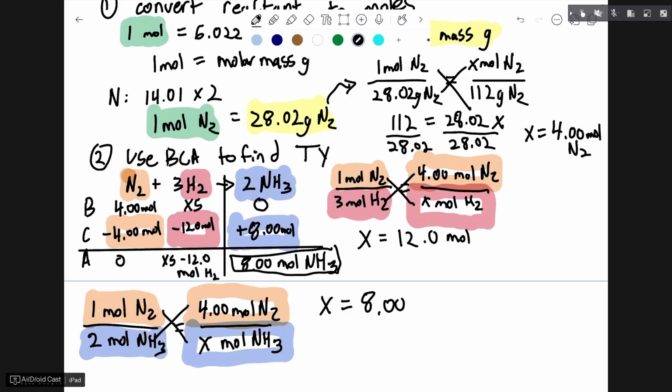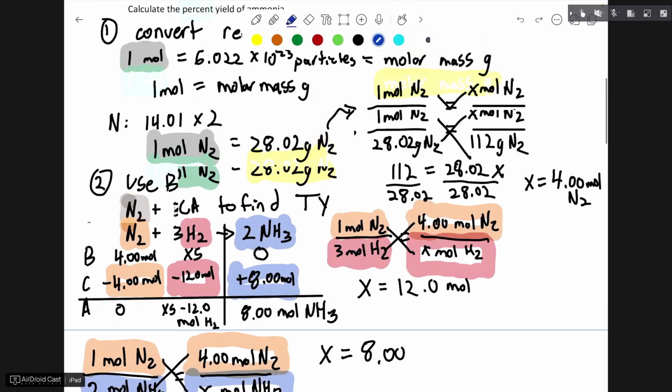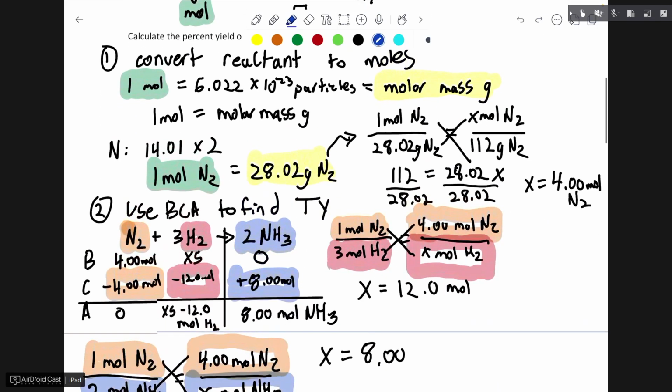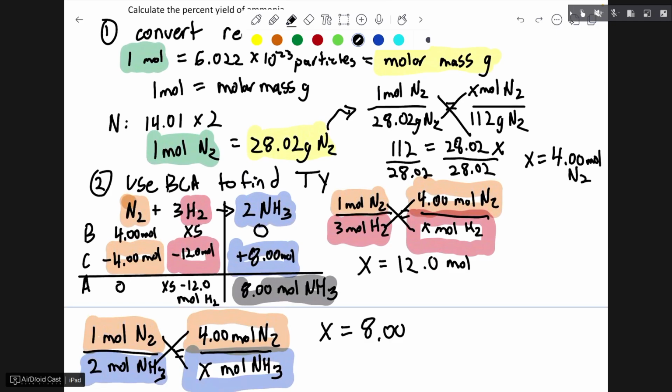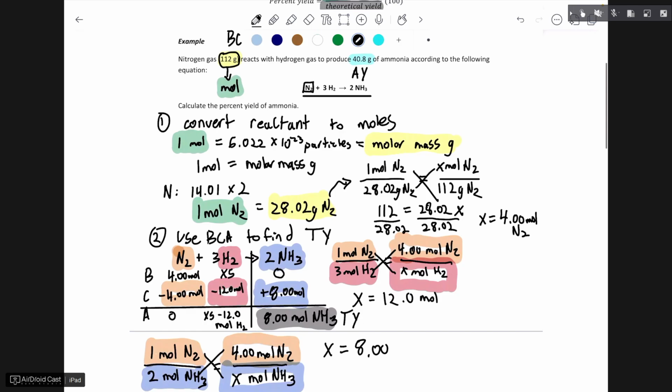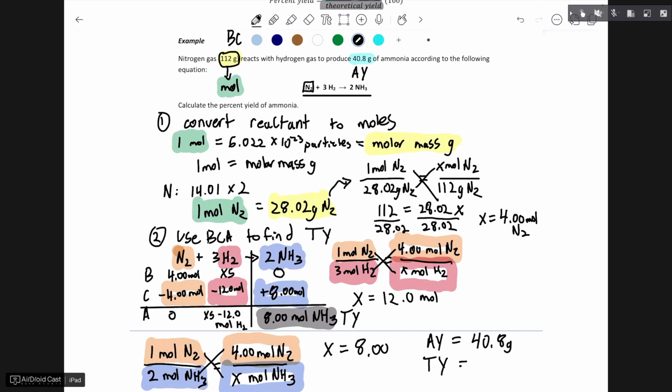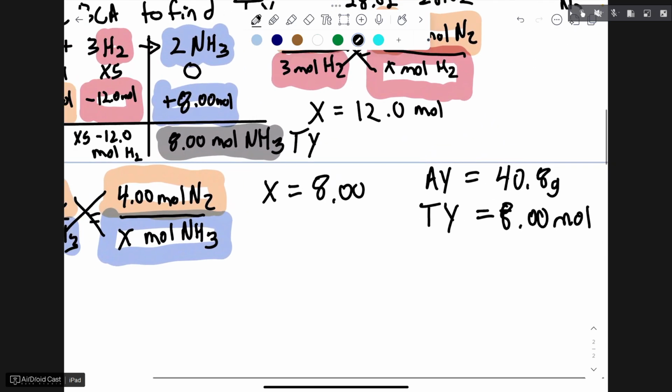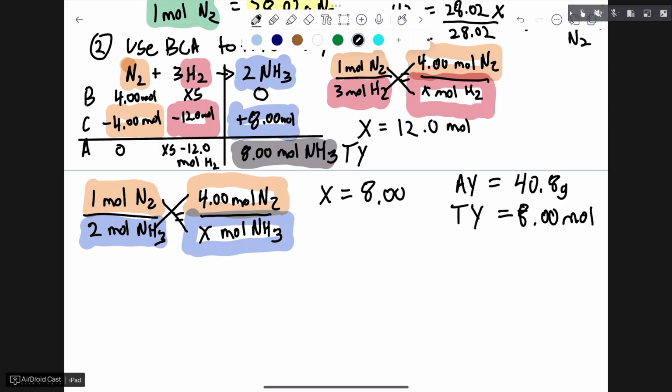Sorry, I'm going to go back to highlighting. If we look up above, I had highlighted the theoretical yield gray. So I'm going to highlight my theoretical yield gray. So this is my theoretical yield, aka my TY. But you might notice an issue. If we look up at the question, our actual yield was 40.8 grams. Our theoretical yield is 8.00 moles. I'm hoping you see the problem. One of these is in grams, the other is in moles. In order to compare those two, we need to get them into the same unit.